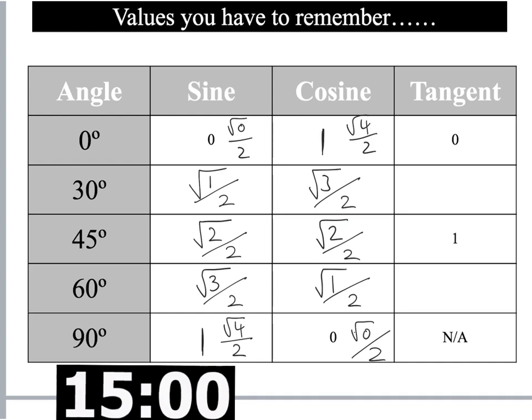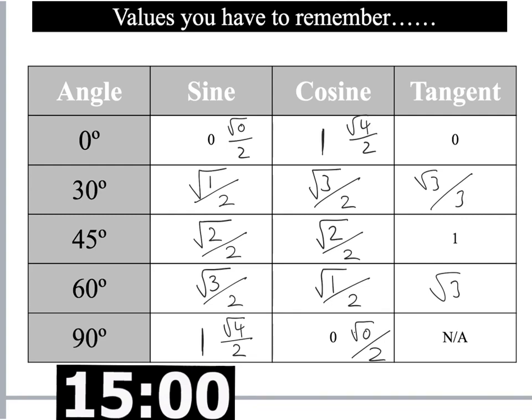Now for tangent, you get for 30 degrees root 3 over 3, and for 60 degrees you just get root 3. So those ones perhaps you'll just need to remember. I can't see a pattern there forming.